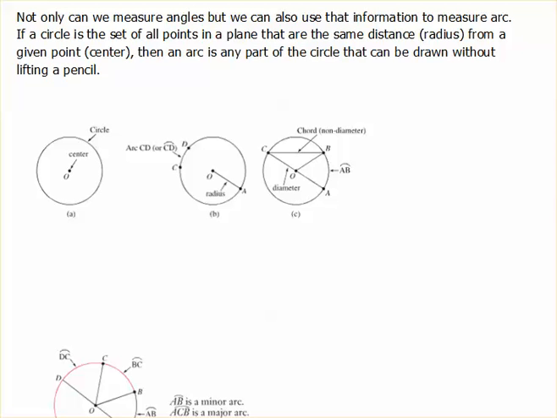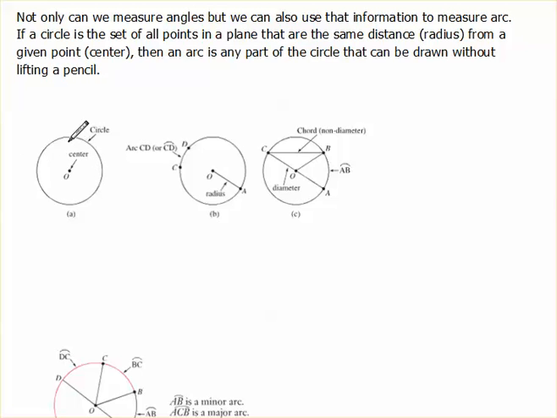Okay, we also have vocabulary that's associated with circles that we need to know. And I did say here not only can we measure angles, but we can also use that information to measure what's called arc. And we talked about arc in a previous video. Now, if a circle is the set of all points in a plane that are the same distance from a given point, then an arc is any part of the circle that can be drawn without lifting a pencil. Okay, let's go back over that again.